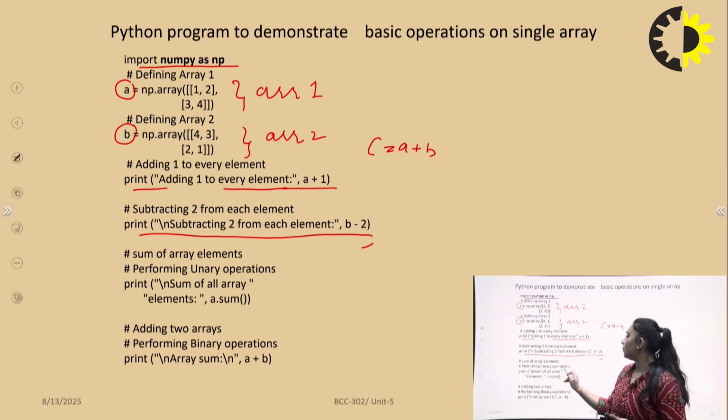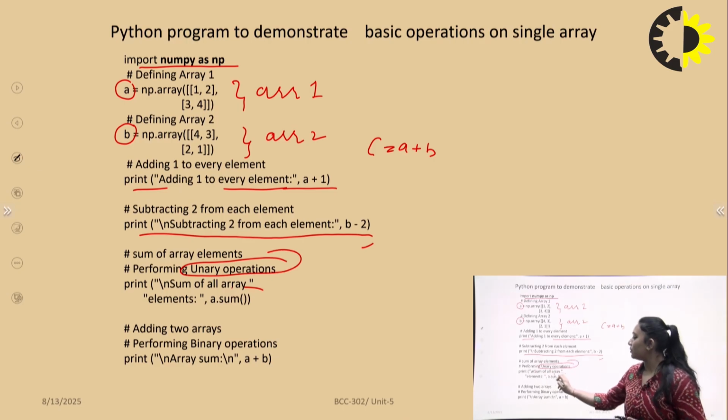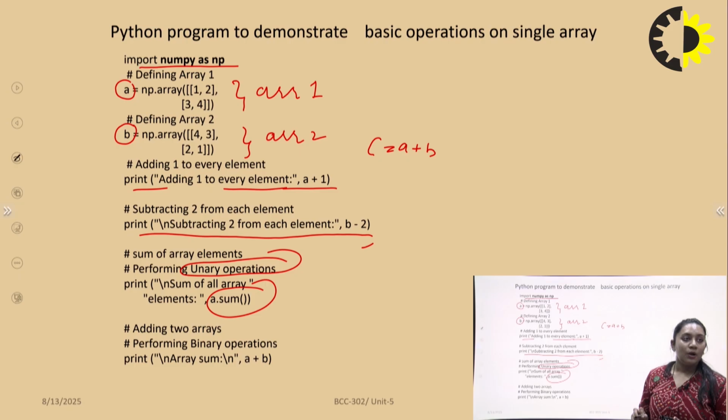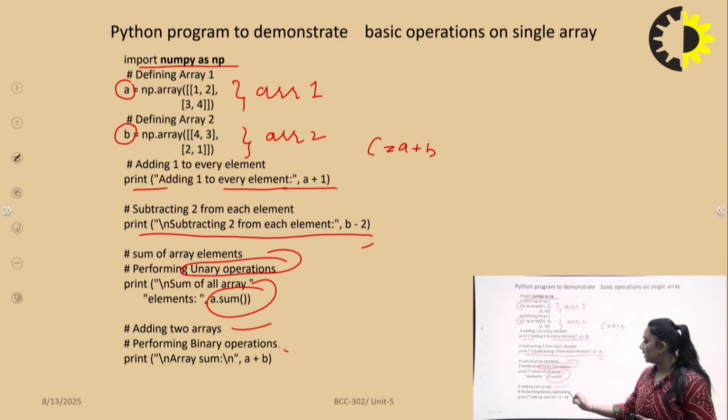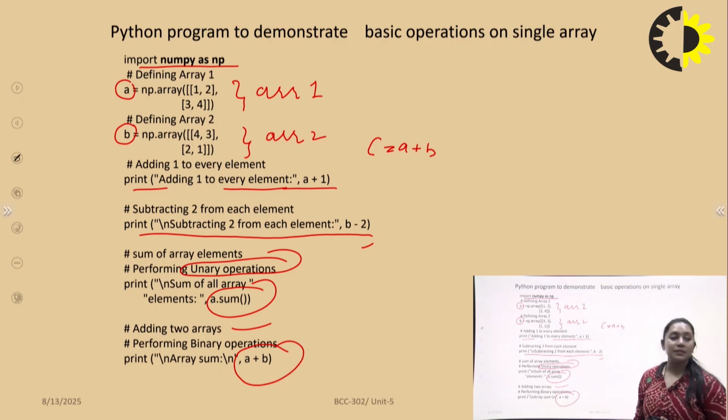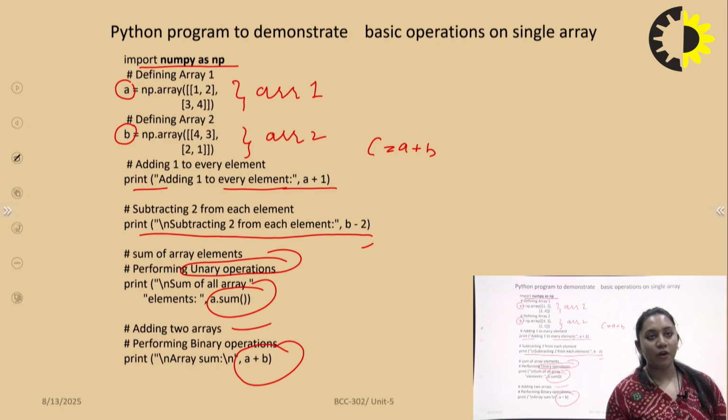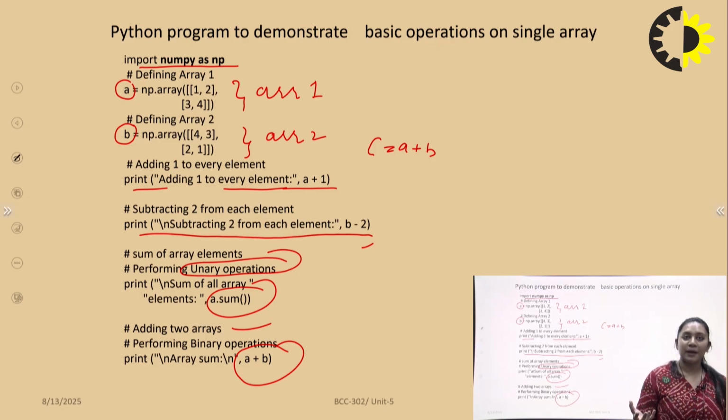Next, you can implement it with the unary operation. How can you implement it? By using the sum function, the a.sum function. Next is adding two arrays, using a + b. So these are several functions we can perform in NumPy with the help of the NumPy package.